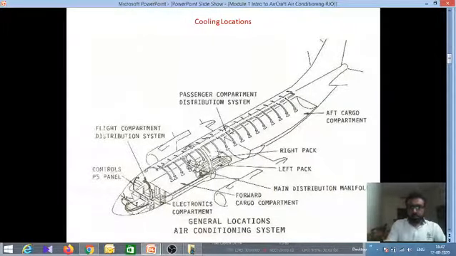Now, if you see what the cooling locations are, we have the passenger area. We can see the ducts inside that, cooling the passenger area. Then we have the cockpit where we have the controls, the panels, the other electronic equipment. So we have a distribution system here, and also we have the back side cargo compartment as well as the front side cargo compartment. Okay, so you can see the two units, the left ECS pack and the right ECS pack also here. All right.